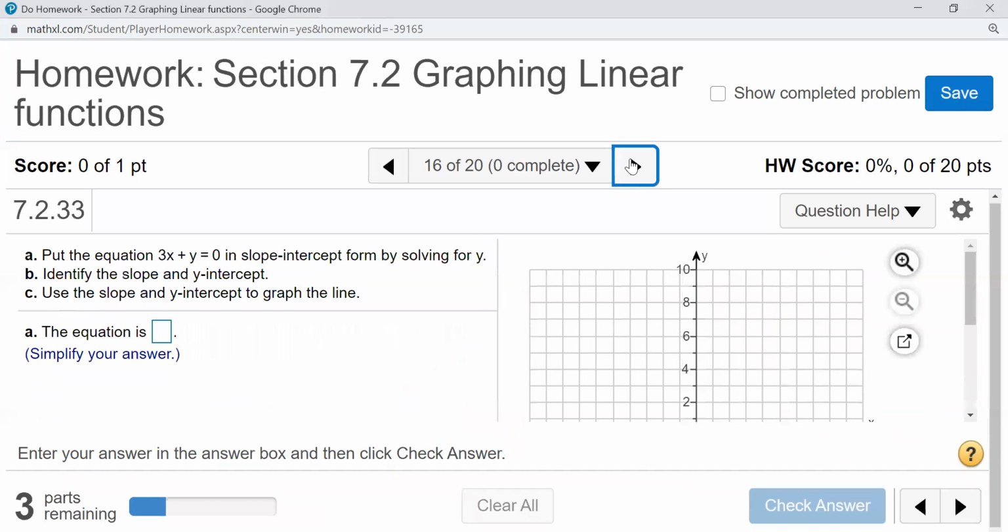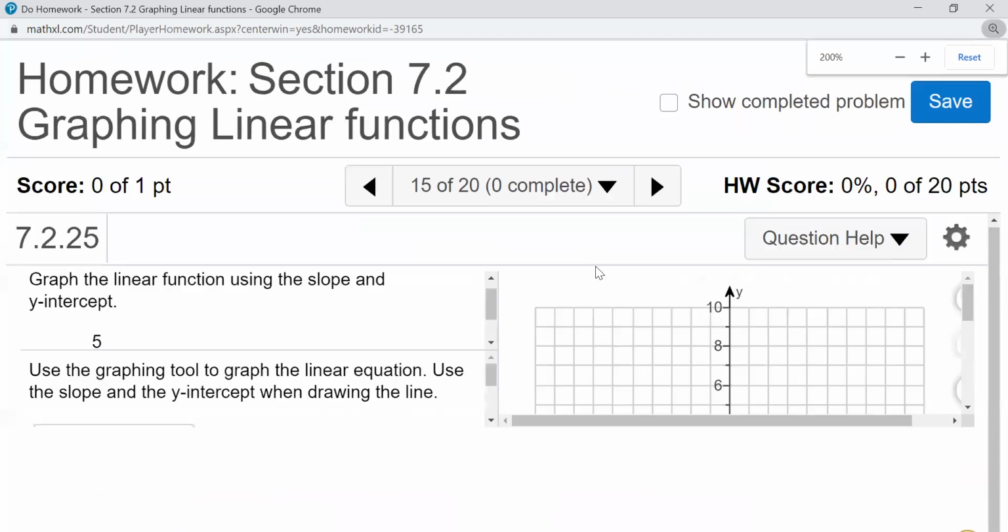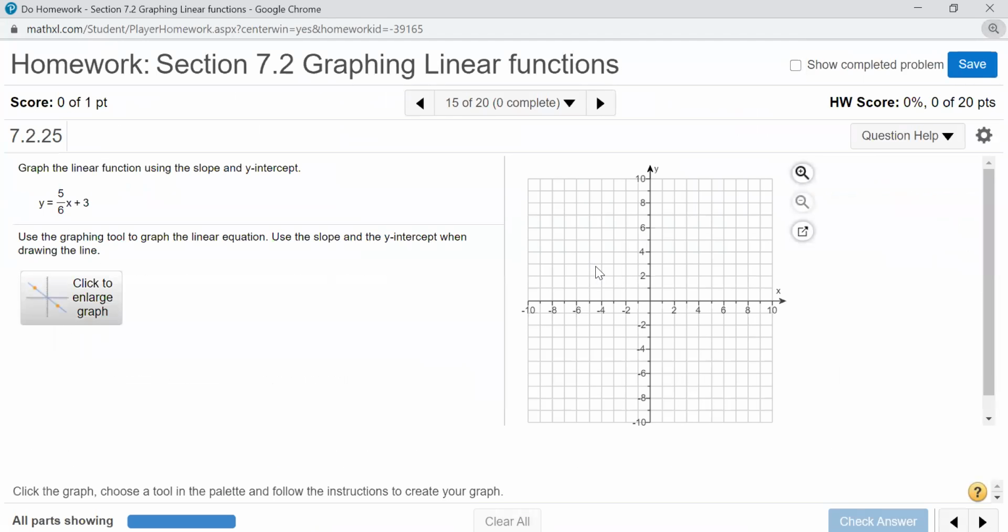Let's see if we can find an interesting one. No, this one's interesting. Fortunately, I have to zoom out differently now so I can see everything.